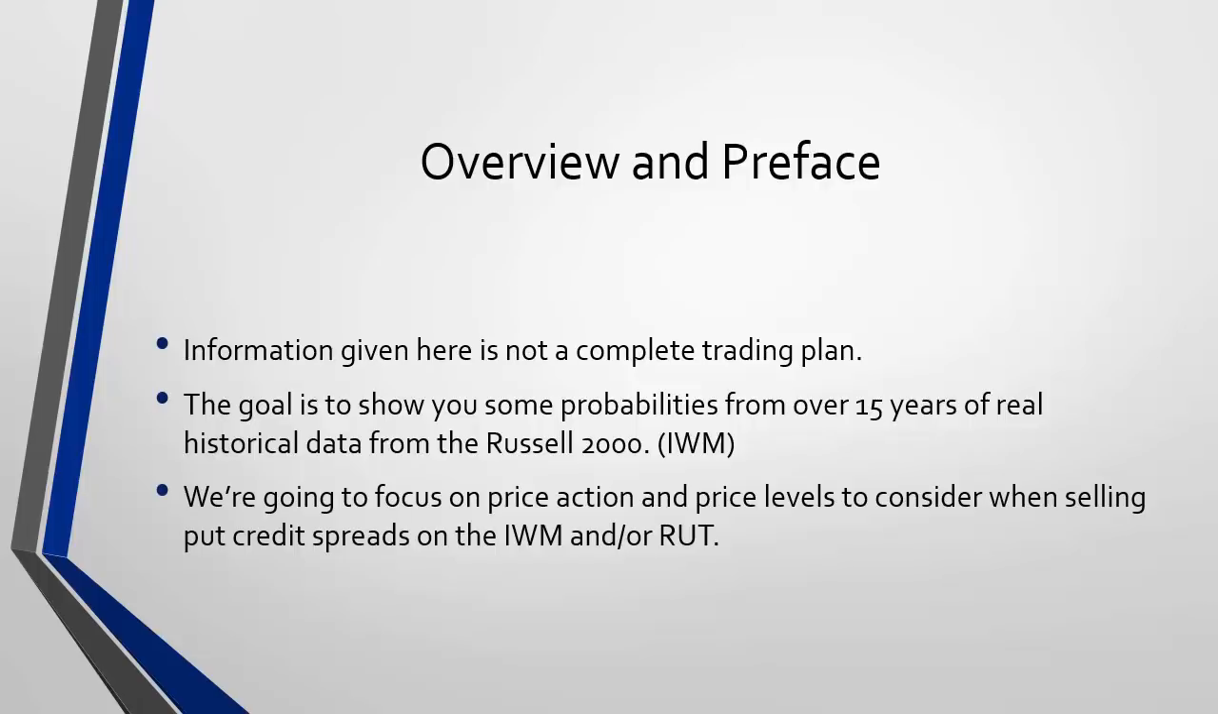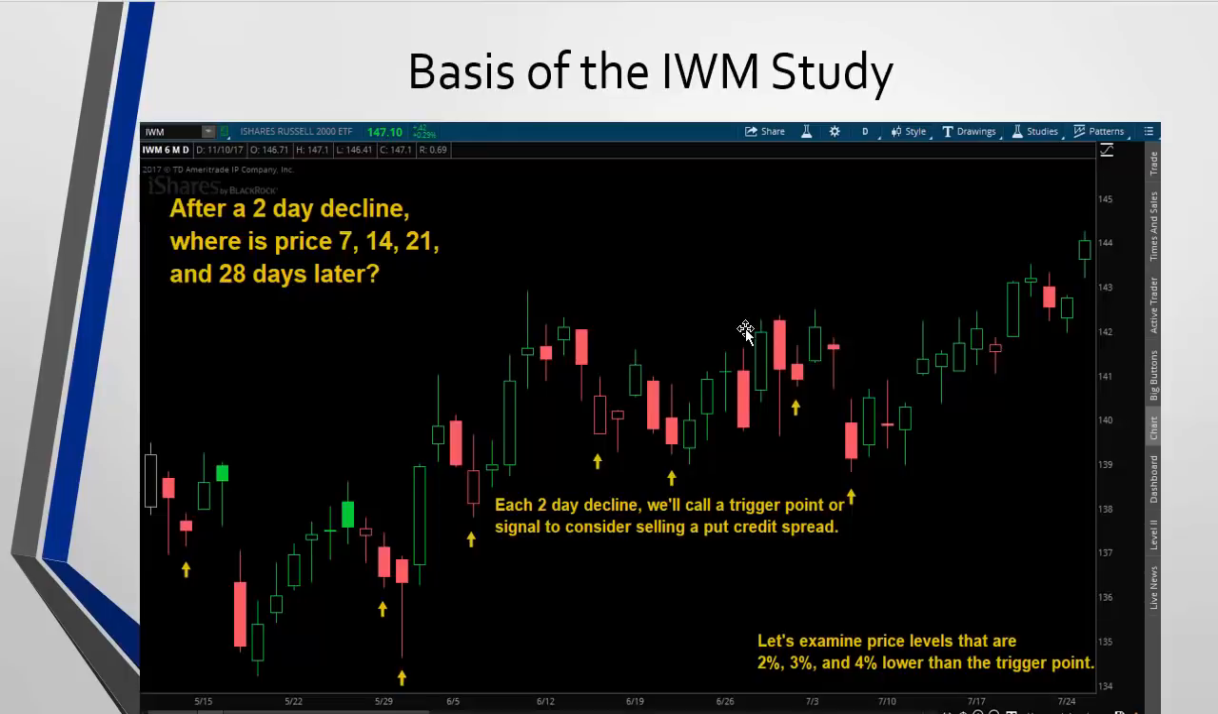Before we look at all the information, I want you to understand what the study is covering. From the price action perspective, we're going to be looking at a 2-day decline. That is the price action. On this chart, I clipped a random section of the IWM, from earlier this year. You can see all these little yellow arrows. Those are the second day of a 2-day sell-off. So you have a red candle, then the second day, and that would be part of the study. That's when the study would start, and we'll talk more about that in a minute.